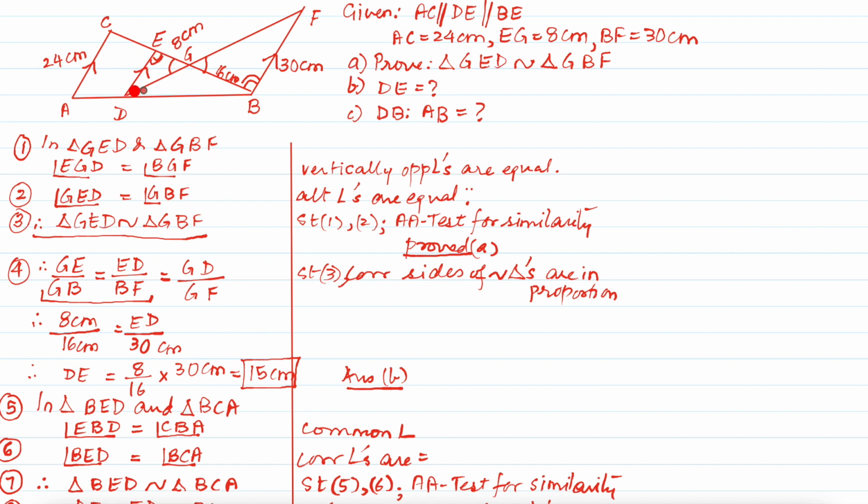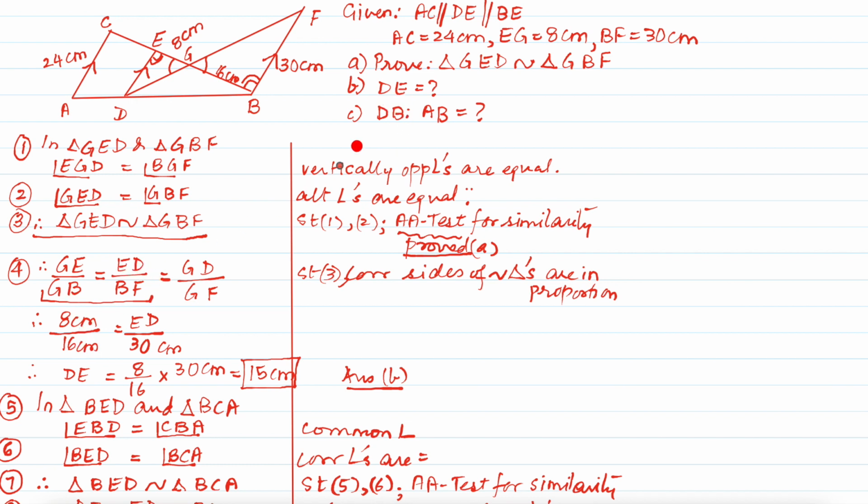And then therefore we will have the two triangles similar because of the AA test for similarity. And then we write the corresponding sides in proportion like so. Now we know GE is 8 centimeters and GB, this one, is 16 centimeters. So we substitute these two values.